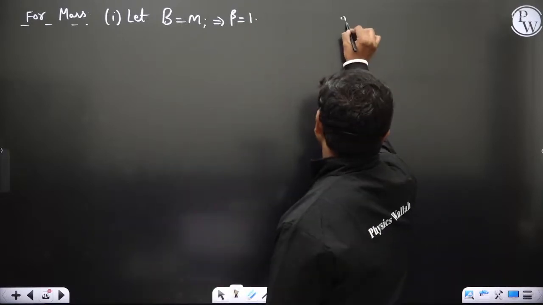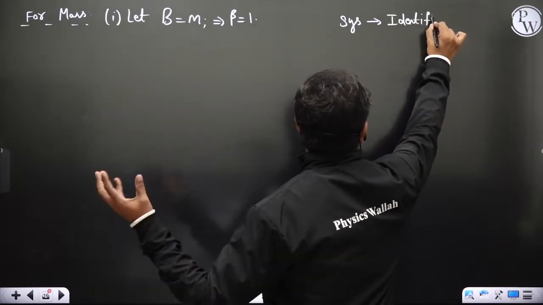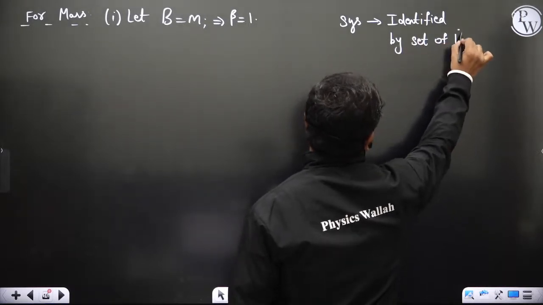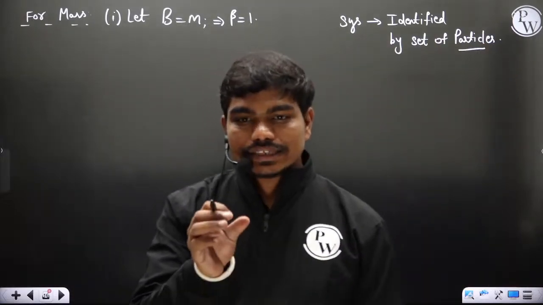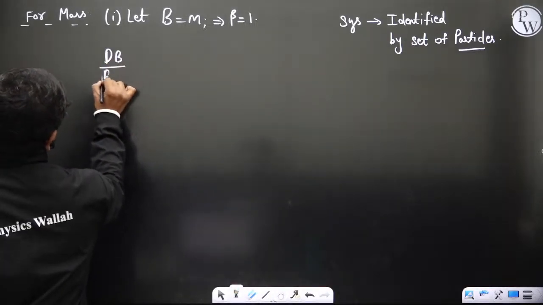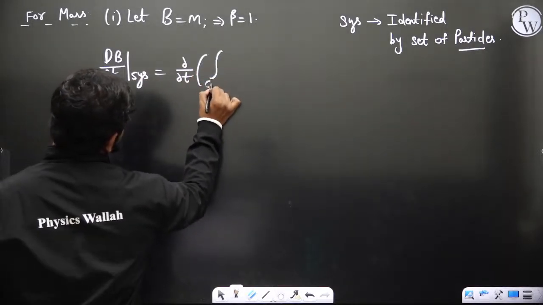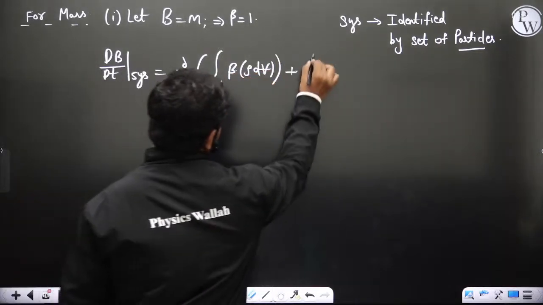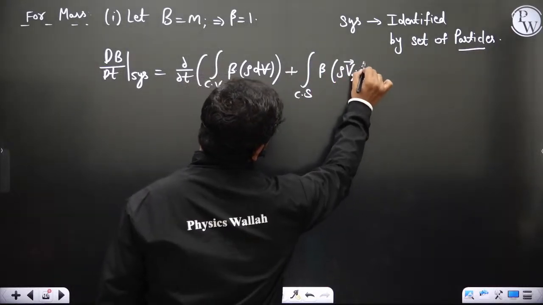System is actually identified by a set of particles. System is some fixed amount of mass that we are taking. So when it is identified by some set of particles, if you apply this conservation equation, dB by dt of the system is equal to dou by dou t of the integral over the control volume of beta times rho dV, plus the integral over the control surface of beta times rho vr bar dot n cap dA.